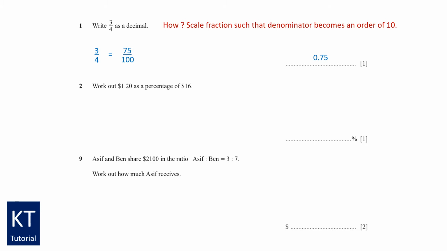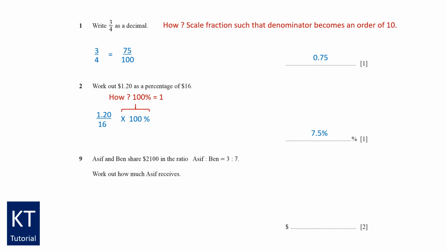Question 2. Work out 120 as a percent of $16. This is a question of some part of the whole. By making 120 the numerator and $16 as the denominator and multiplying this by 100%, you will get 7.5%.